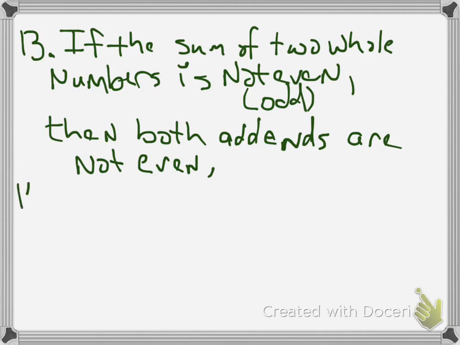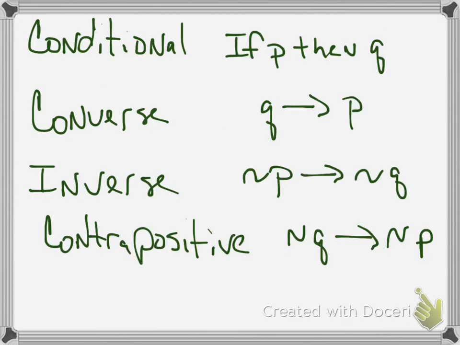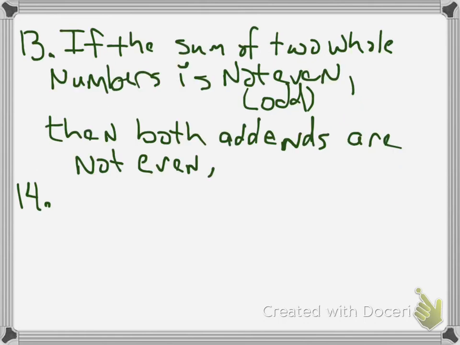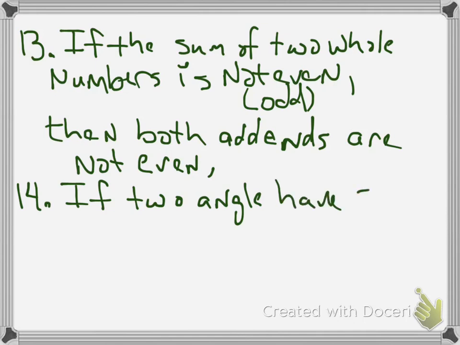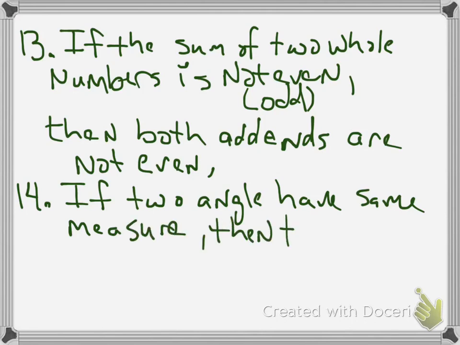Write the converse, number 14. Okay, so converse again, going back here. Converse is just switching things around. So if it says two angles are congruent, then they have the same measure. If two angles have the same measure, then they are congruent. That's it. That's all you got to do.